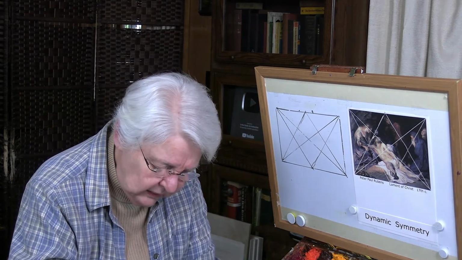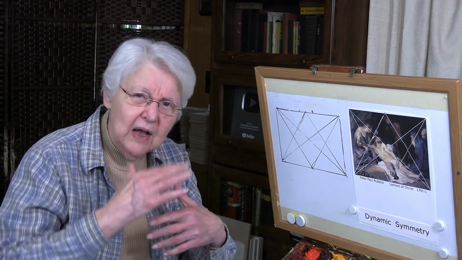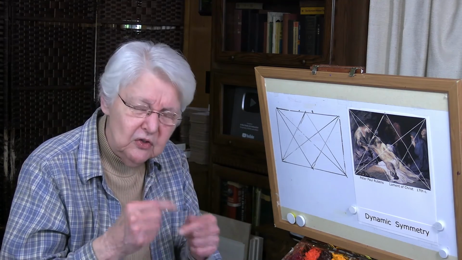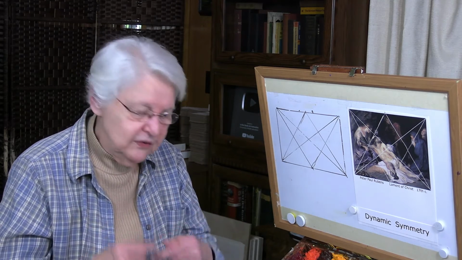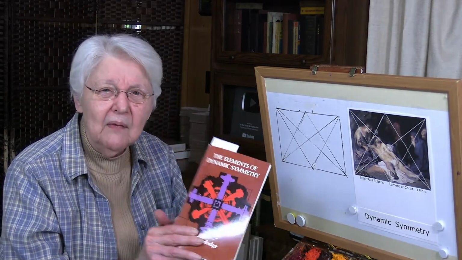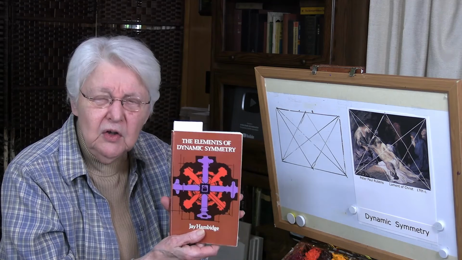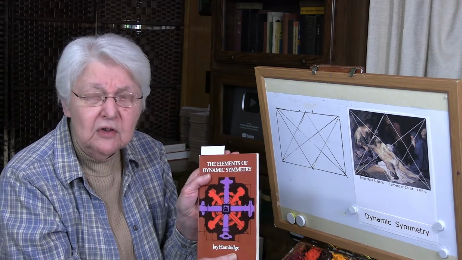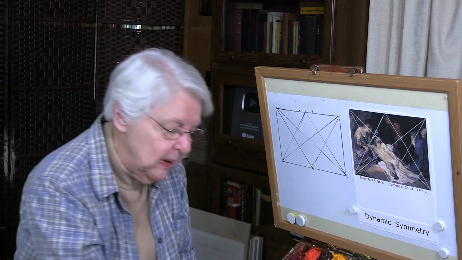Now, dynamic symmetry doesn't appeal to everybody, and not everybody wants to get really involved in these kinds of diagrams. Other people, especially people who lean towards mathematics and geometry, get really excited about this sort of thing. So if this is something that interests you, it's all laid out here in this book. This really goes into most of the possibilities of using a dynamic symmetry grid. It's called The Elements of Dynamic Symmetry by J. Hambidge. It's a very old book, but it still remains available in publication.